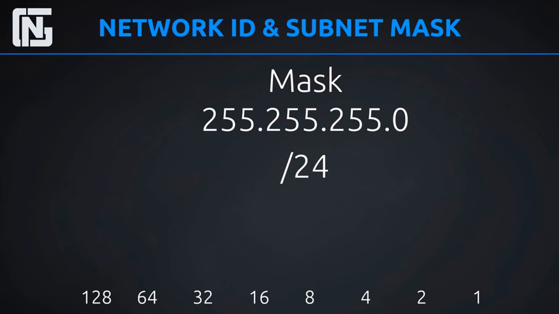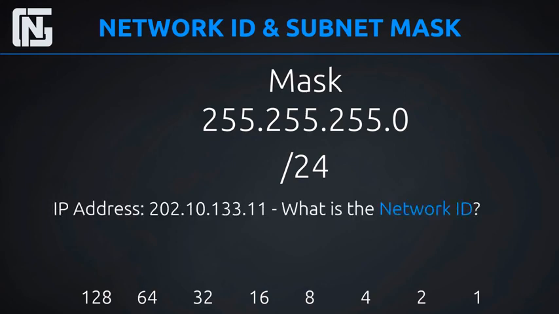It allows for 254 usable IP addresses. So that's a lot, right? It's easy to write, easy to notate. So what's the example? Well, we have this IP address here, 202.10.133.11. What in the heck is the network ID for this IP address? What network does this IP belong to?